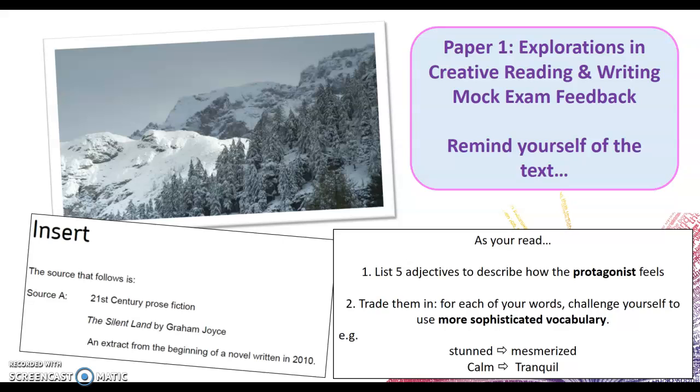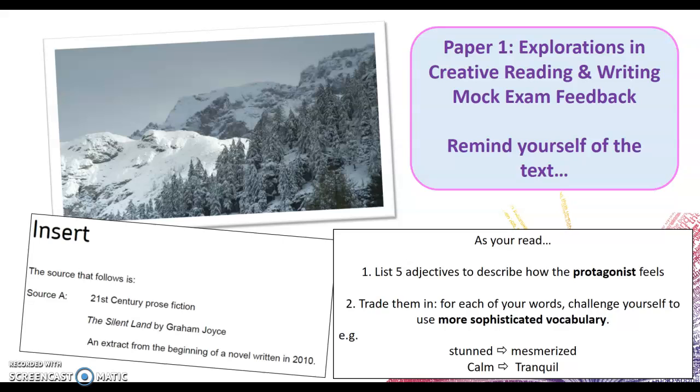This is a piece of 21st century prose fiction. It's an extract from Graham Joyce's The Silent Land, from the beginning of the novel, which was written in 2010. As you read that extract, something to think about, and answering these questions will help you to answer the exam questions more effectively.